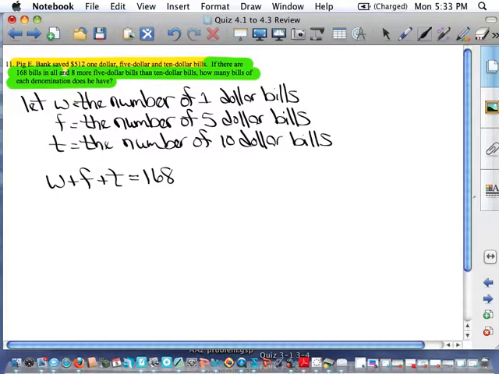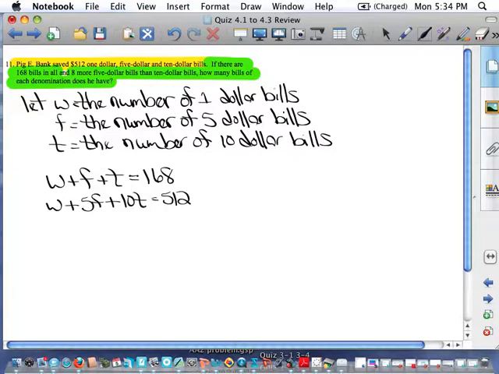So ones are worth $1, so that's w. Fives are worth $5, so 5 times the number of 5s, plus then $10 bills are worth 10, so 10t equals $512. Then the last part says, in all, they have 8 more $5 bills than $10 bills.